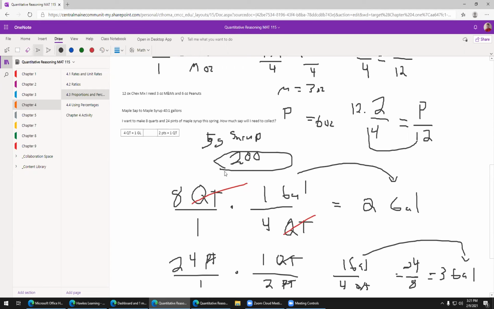So there's my 2 gallons, 24, there's 3, there's my 5, 40 over 1 is equal to X over 5 times the, and then I just double checked. Perfect. Wow. Yep. There's lots of ways to do it.